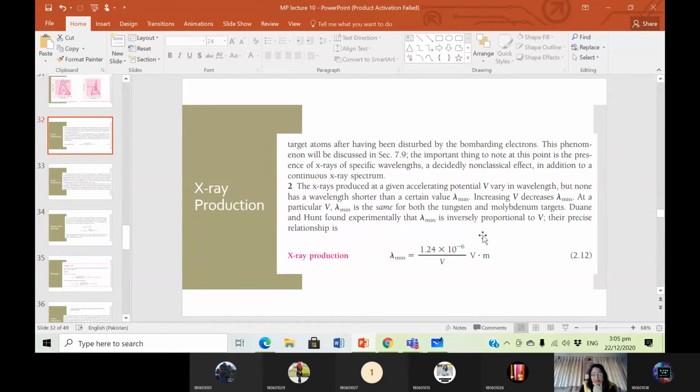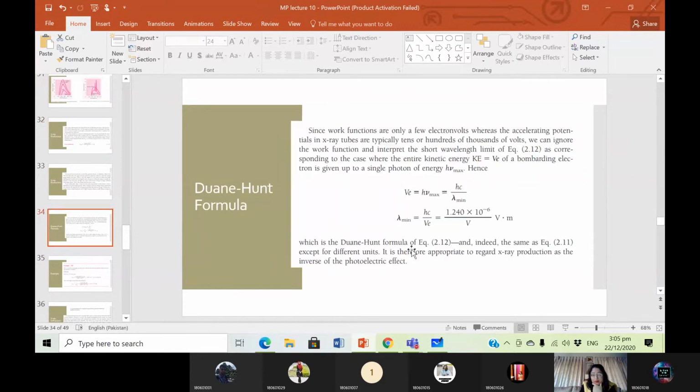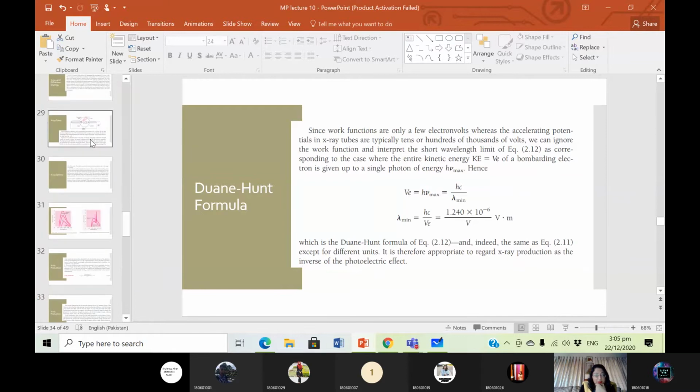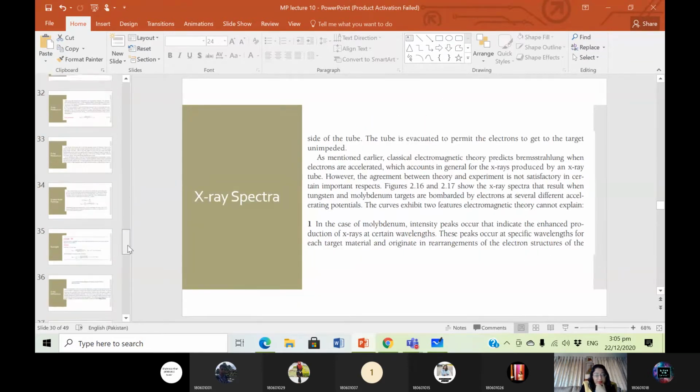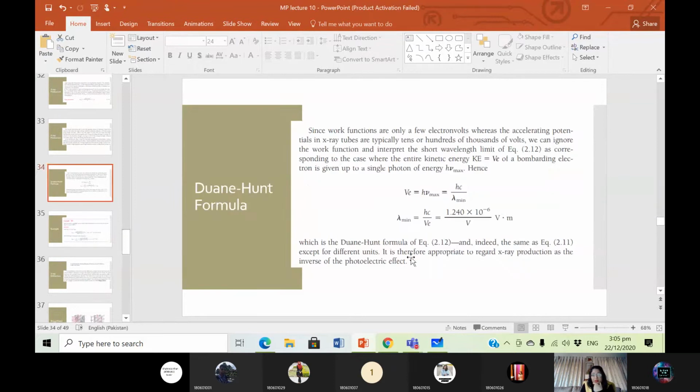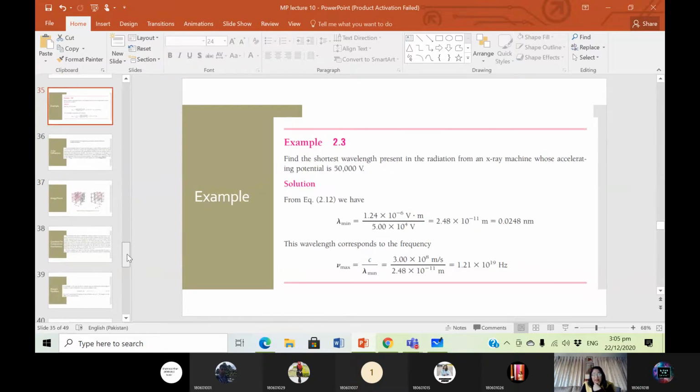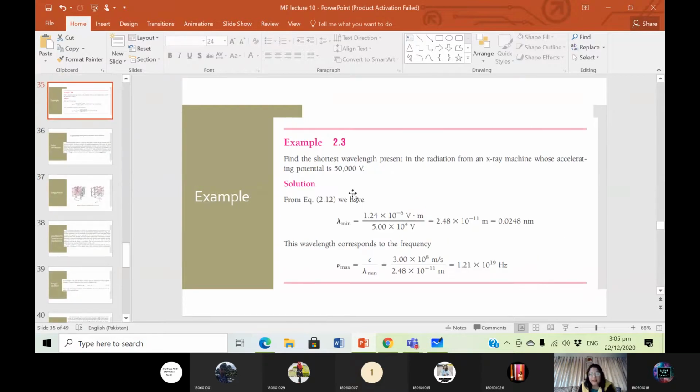Okay, we know that it's the same as this formula, except different units. 2.11, well, we don't have that formula over here right now. So X-ray production, we know that X-ray production is the inverse of the photoelectric effect. Basically, that is the inverse of the photoelectric effect. So we'll be doing an example here now.